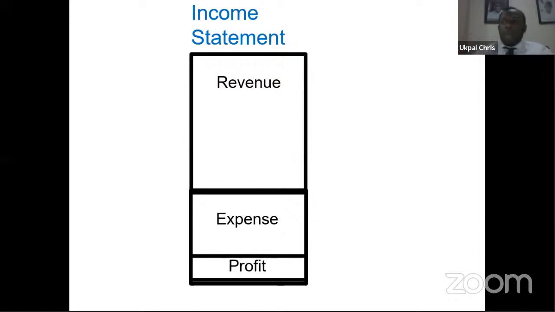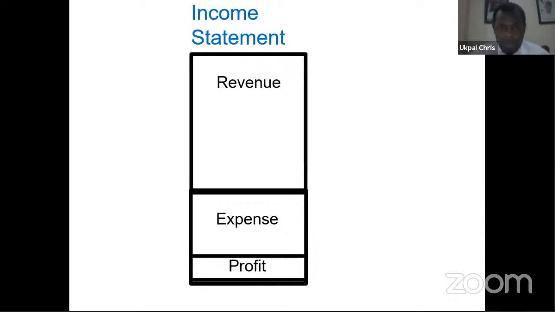Because income statement is not about how you generated the money. You sold 20 bags of garri and you spent some amount to generate those 20 bags of garri. You bought cassava, you paid people for the processing.